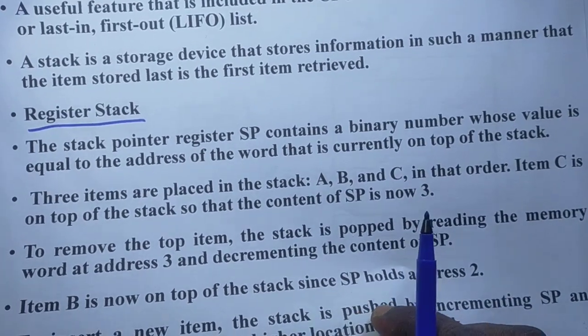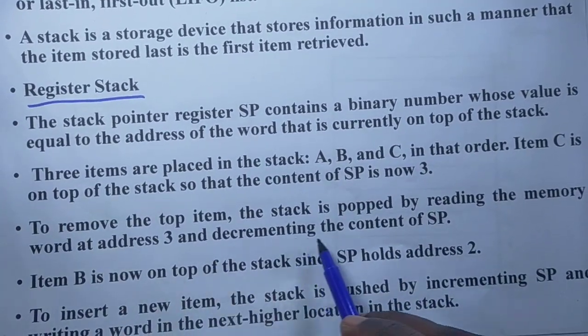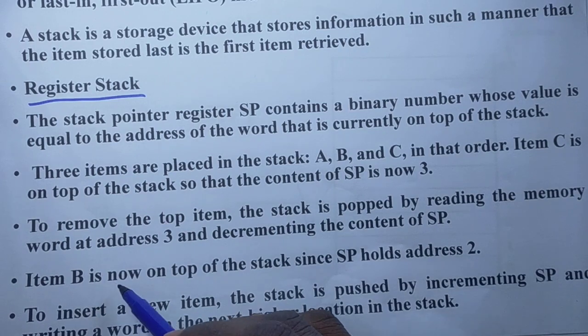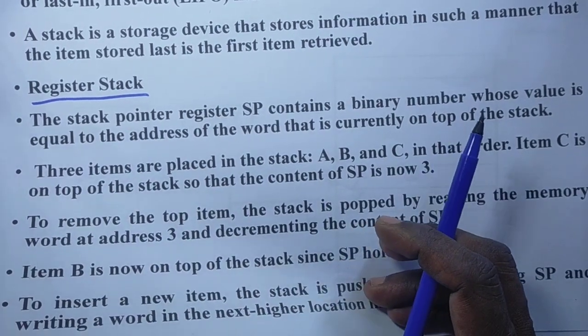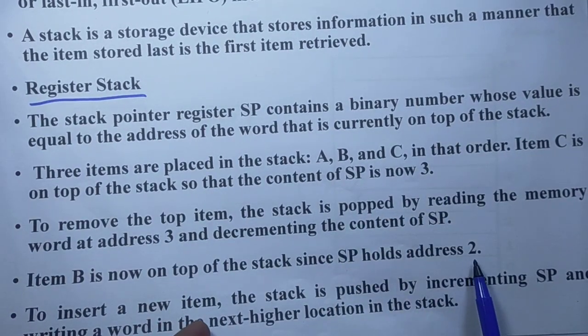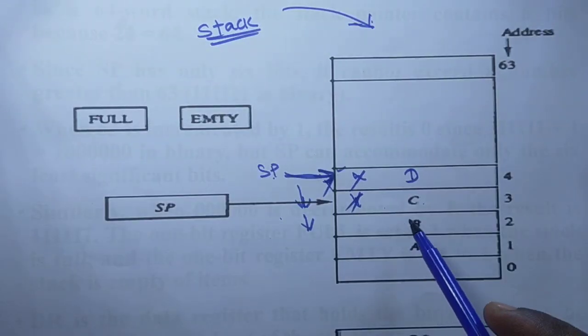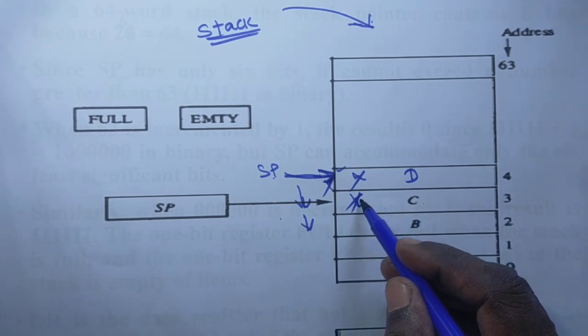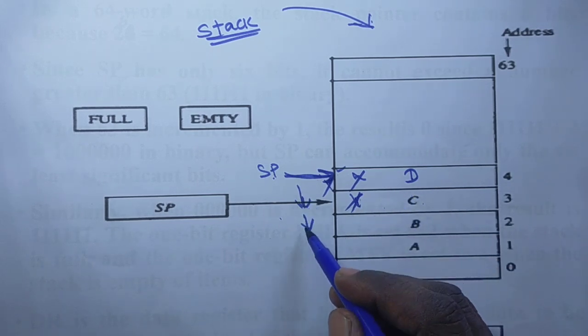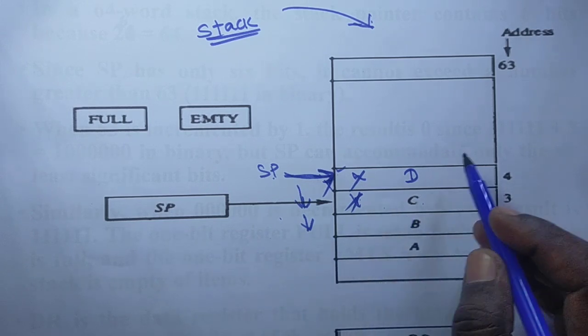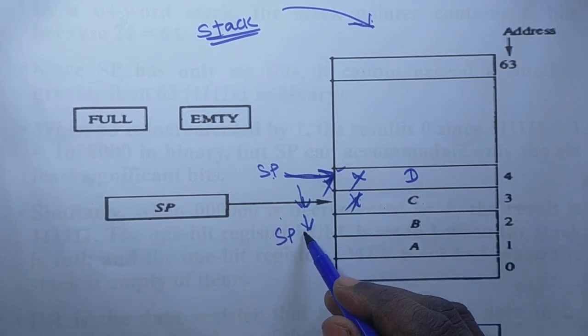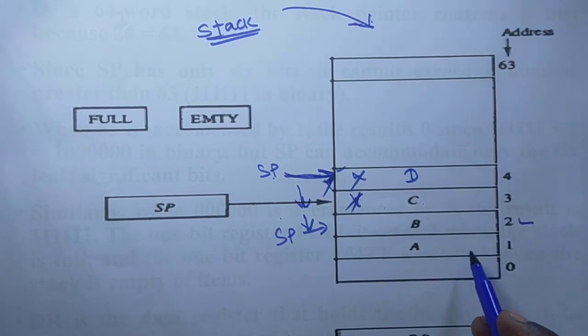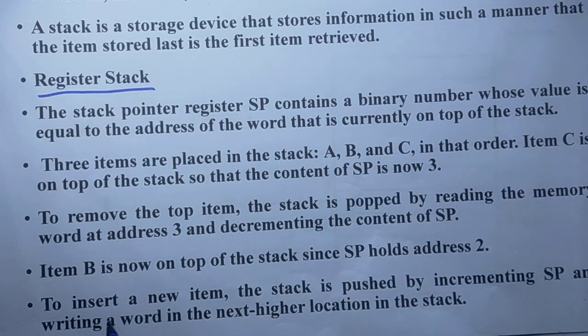Here you see if we decrease the content of SP, the item is now on the top of the stack, since SP holds 2. Suppose A, B, C data, now SP is at C data. If C is deleted, then SP will decrease, and C will be deleted. Now SP position will be here. What position? 3 position. So which data? B data.